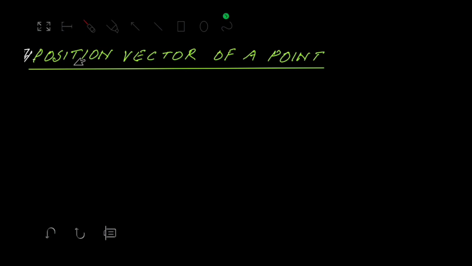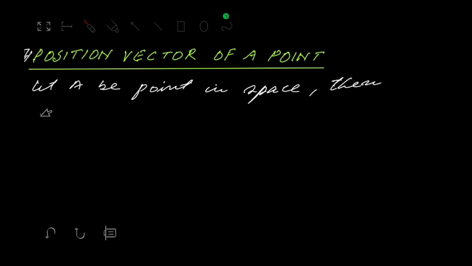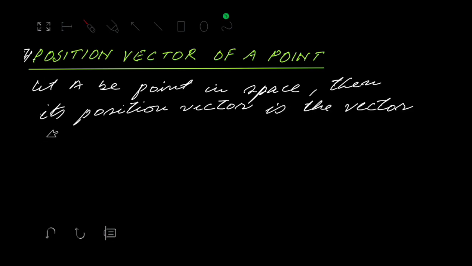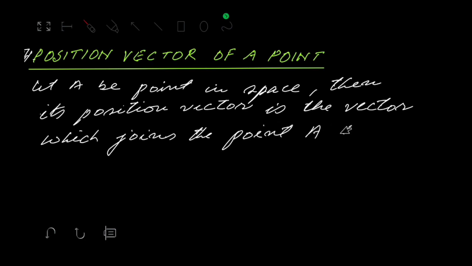Now the next point is the position vector of a point. So let A be a point in space, then its position vector is the vector which joins the point A to the origin. That is, OA is the vector which joins a point A with the origin. So this is called the position vector of the point.